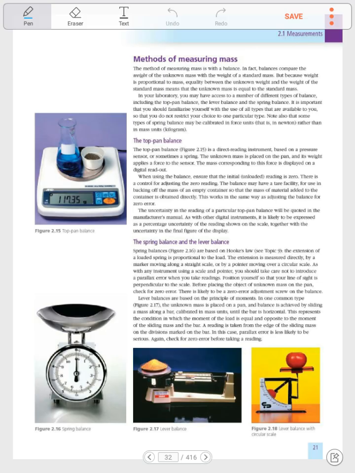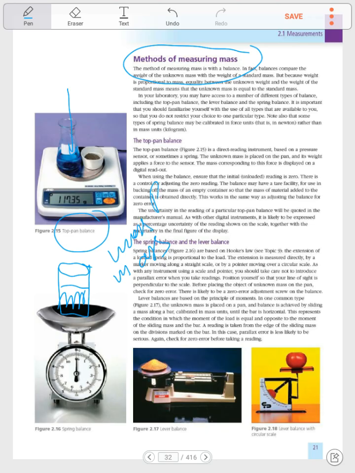Now, to measure the mass, we use the electrical balance or top pan balance. If you want to measure the mass of a liquid, you have at the beginning to find the mass of the empty beaker, then find the mass of the beaker and water, then subtract the mass of the empty beaker from the mass of the beaker and water. In this way, you can find the mass of the liquid inside the beaker.